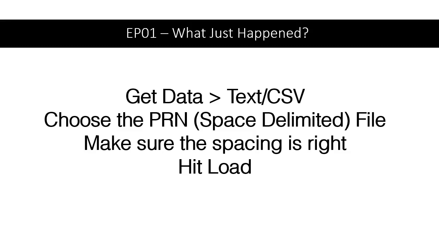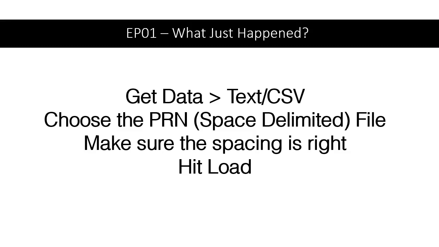Let's recap what we just worked on. So first we're going to get data and then find the text/CSV option. We chose a PRN or space delimited file. It doesn't have to have the PRN extension. If you export a file from your ERP software, it can just be a regular text file. The other thing is that you make sure that the spacing is right and then hit load.